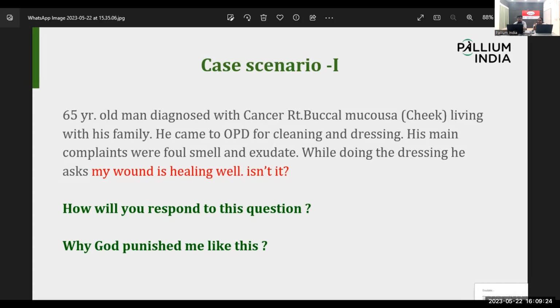Anything you want to add, Anna? No, sister, that's right. One has to be a good listener. Yes. Most of the problems are solved there only. All the things will come out one by one. They will tell you, so that you can develop good rapport with the patient and develop a good care plan for the patient.